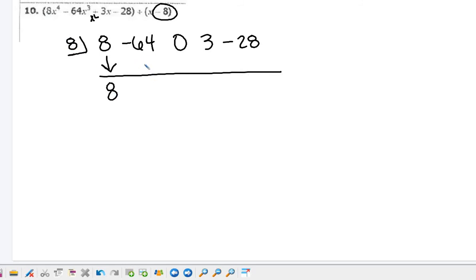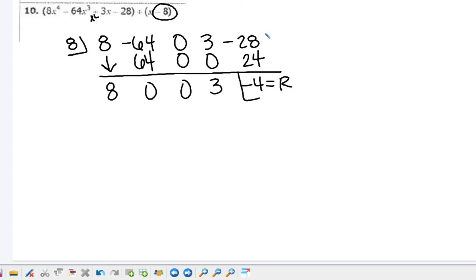So 8 times 8 is 64. Add. 8 times 0 is 0. Add. 8 times 0 is 0. Add. 8 times 3 is 24. And we get -4 as the remainder.